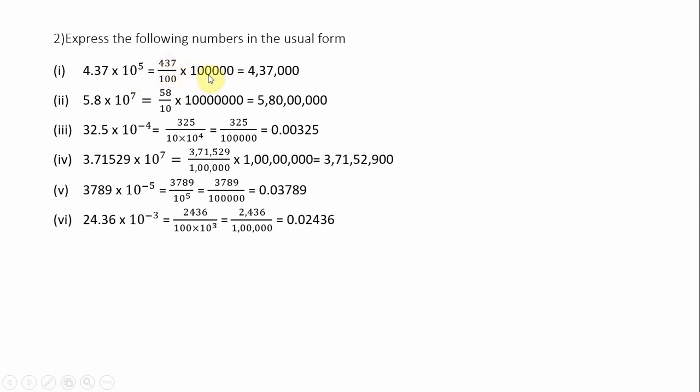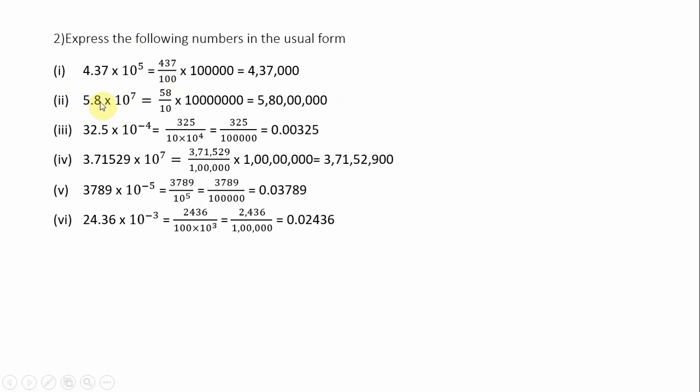So 437,000. Here 5 zeros are there, 2 zeros were cancelled, so 3 more zeros we are going to put. So the usual number of this 4.37 into 10 to the power of 5 is 4,37,000. Understand? Exactly the vice versa.